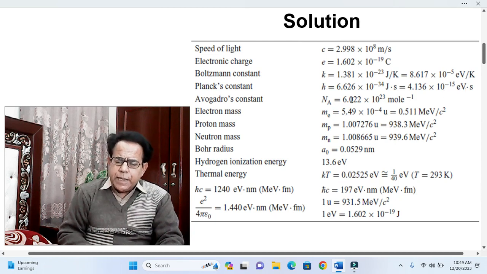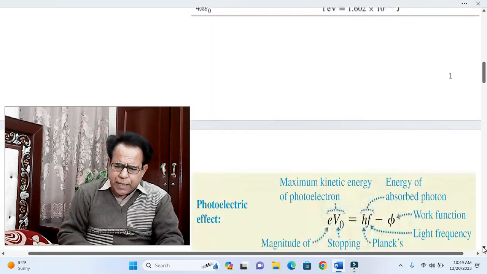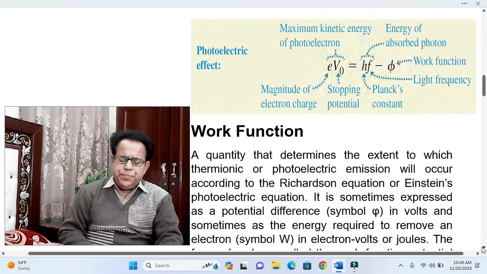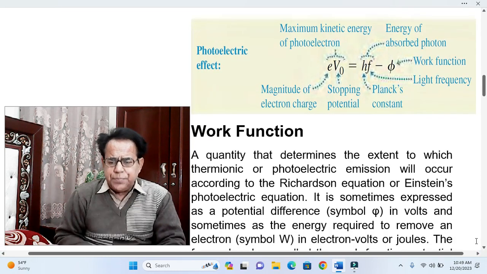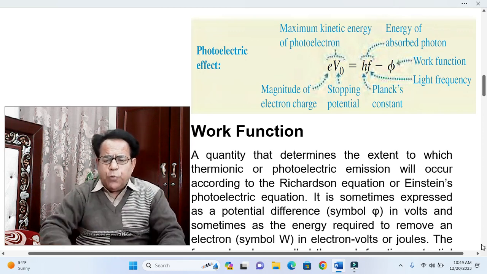Separately these two values have been given, and combinedly their product is also given in this table of physical constants. So it is a matter of discretion whether we take separate values or combined values. The next snapshot is about the photoelectric effect. This philosophy will be applied in this problem. Photoelectric effect.